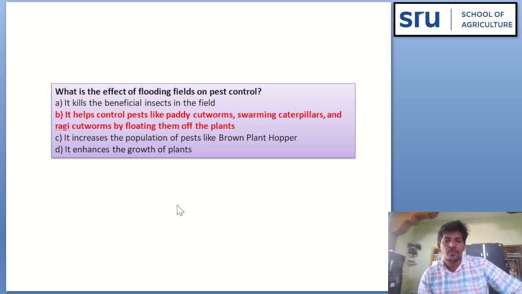What is the effect of flooding fields on pest control? It helps control pests like paddy cutworm, swarming caterpillar, and ragi cutworm by floating them off the plants.